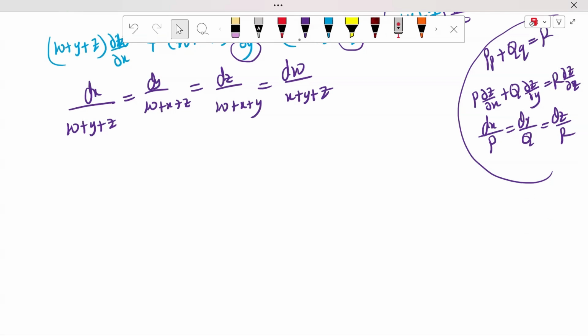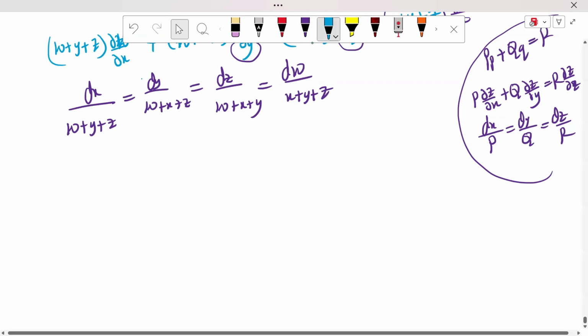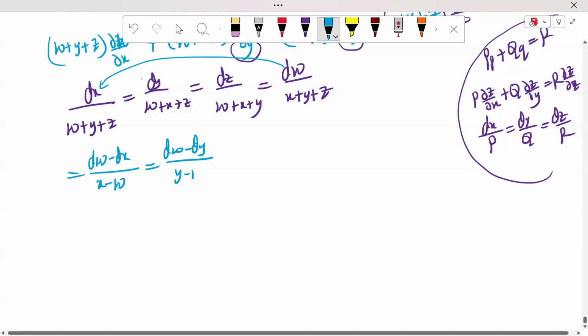So for example, we can apply these fractions. It is nothing but dw by dx. Subtract the two, each fraction is equal to dw minus dx. If we do that, what happens, sir? Y plus z cancels, and x minus w remains. Next do dw minus dy, sir. So x plus z cancels, and y minus w remains, sir. Next do dw minus dz, sir. By observation, z minus w remains, sir.